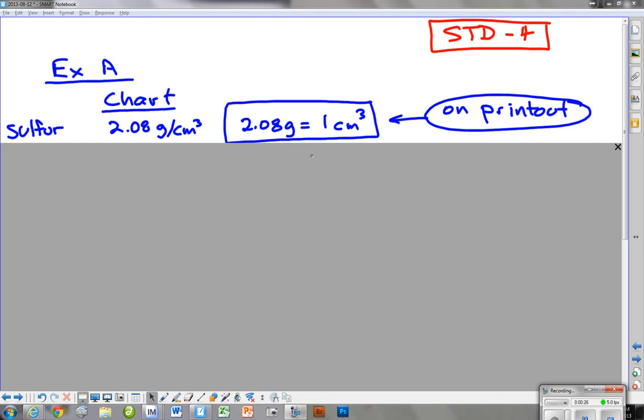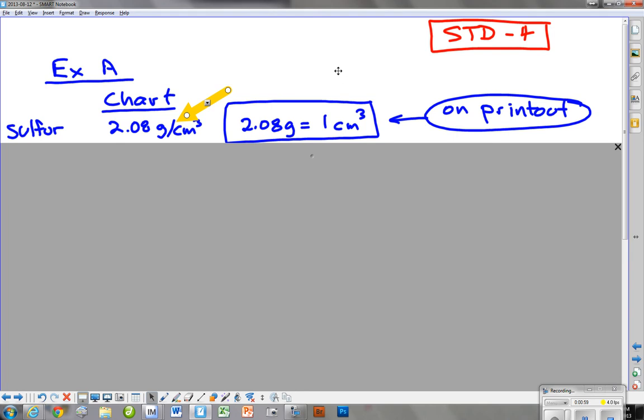Now, if you look at the whiteboard right now, this is what you see at the top of the chart, right? Example A, and I gave you the density for sulfur. For all the ones that you do as regular problems, you had to look up the density. Where did you look? What page? 914, good. 914, 15, and 16, depending on the element, right?